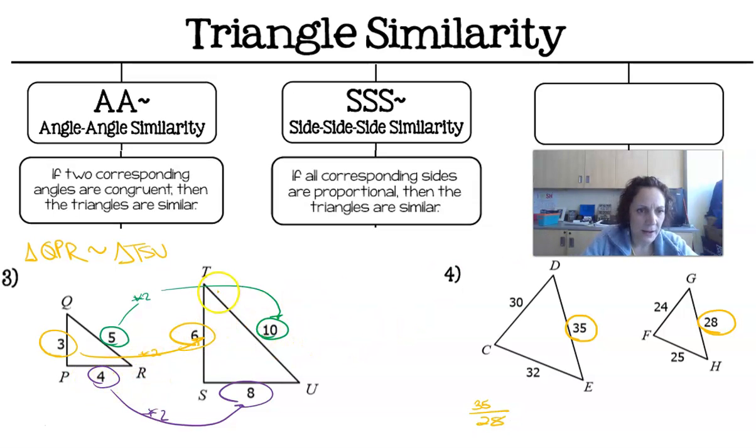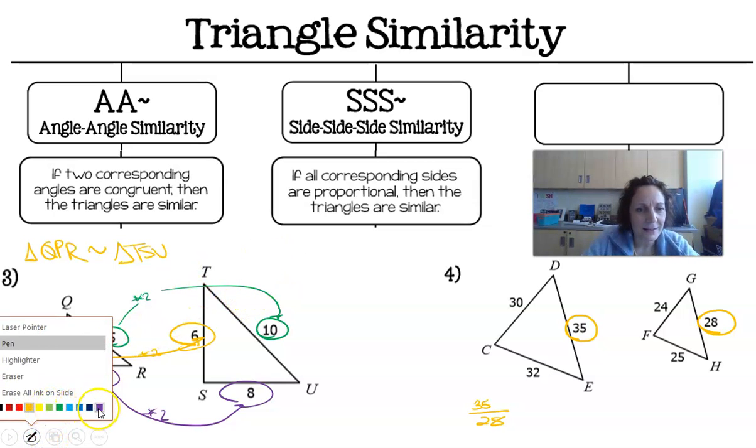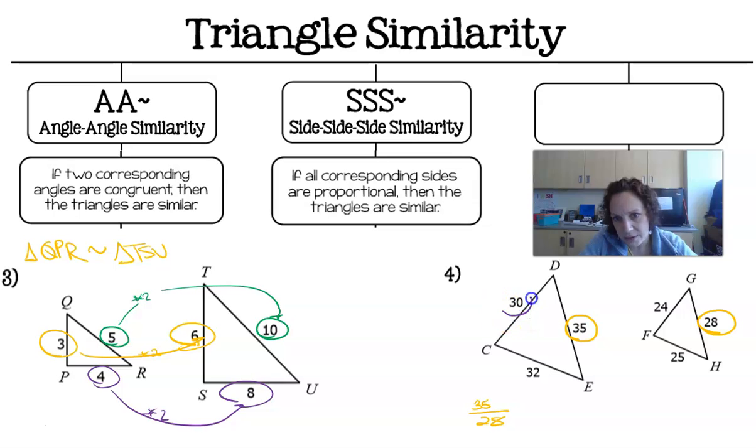And then I'm going to go find my littlest side, which over here is 30 and over here is 24. So I guess they weren't turned, right? So my next side ratio is 30 over 24. And last but not least, my middle, so 32 became 25. So my last is 32 over 25.